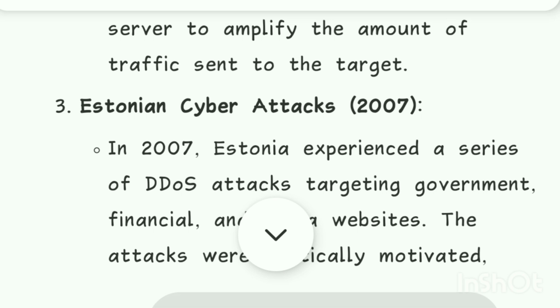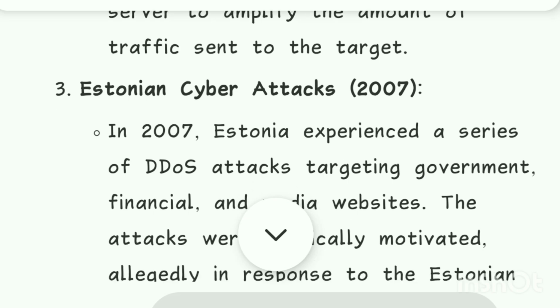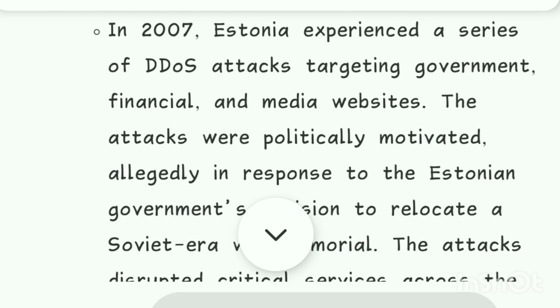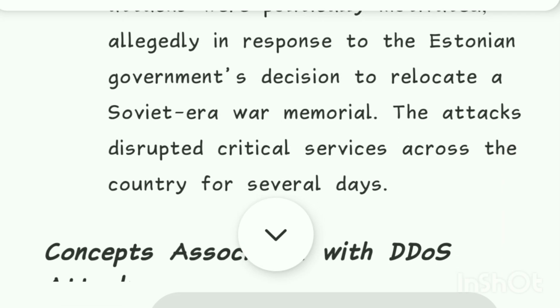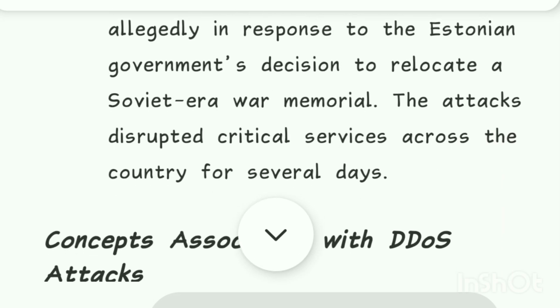3. Estonian cyber attacks 2007. In 2007, Estonia experienced a series of DDoS attacks targeting government, financial, and media websites. The attacks were politically motivated, allegedly in response to the Estonian government's decision to relocate a Soviet-era war memorial. The attacks disrupted critical services across the country for several days.